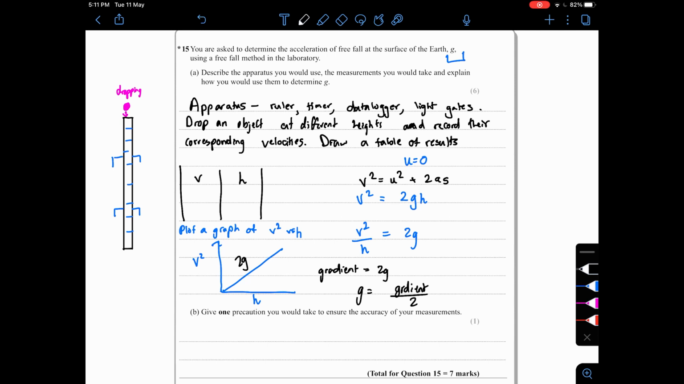So give one precaution you would take to ensure the accuracy of measurements. So one easy one is you measure your distances at 90 degrees. Measure your distance markers at 90 degrees, so there is no parallax error. Okay.